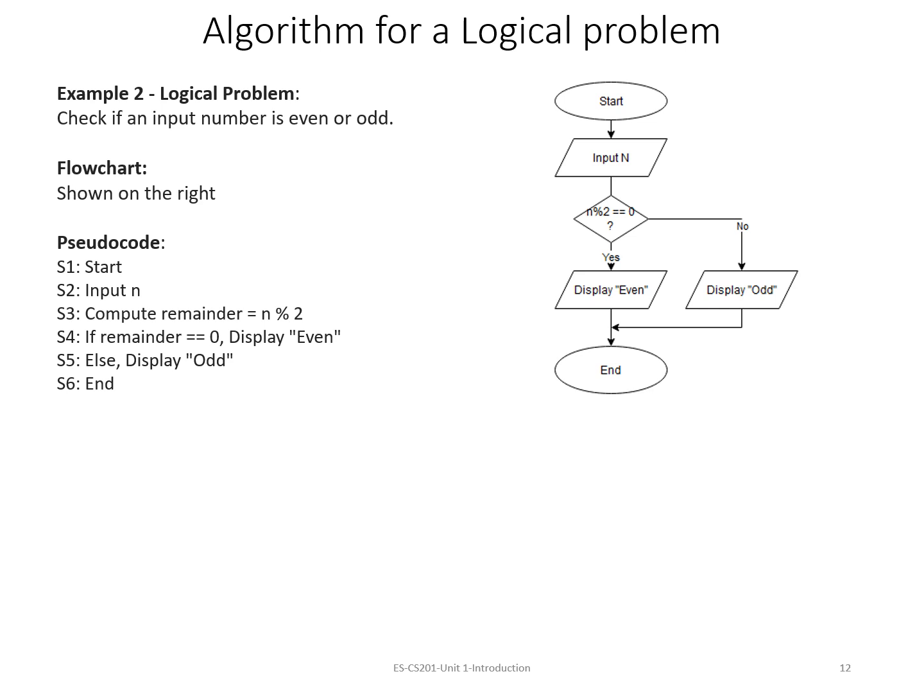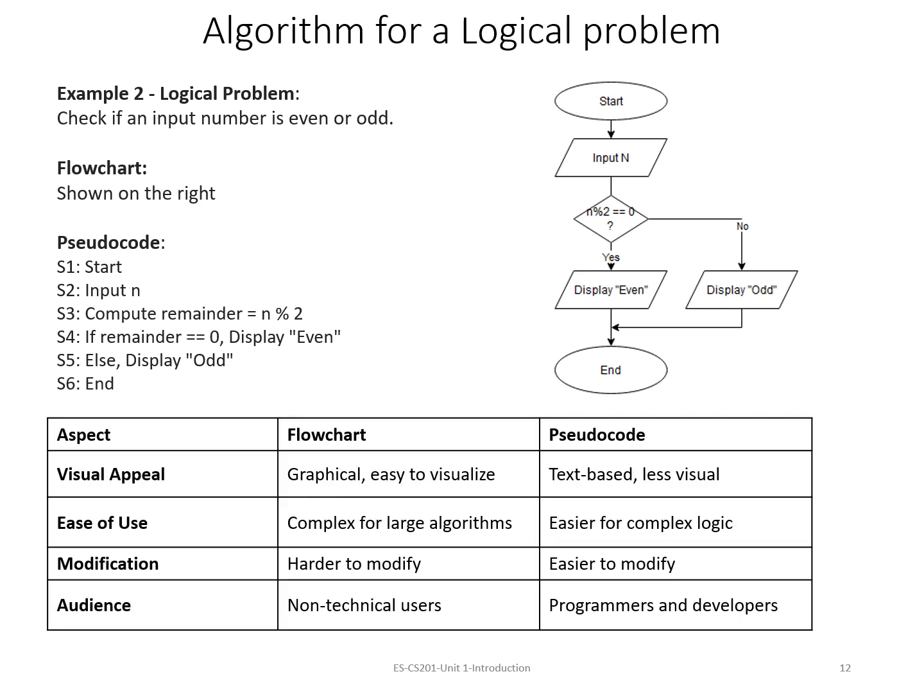Step 6, end. Comparison of flowchart and pseudocode. Consider visual appeal. Flowchart is graphical, easy to visualize, whereas pseudocode is text-based, less visual. Consider ease of use. Flowchart is complex for large algorithms. Pseudocode is easier for complex logic.